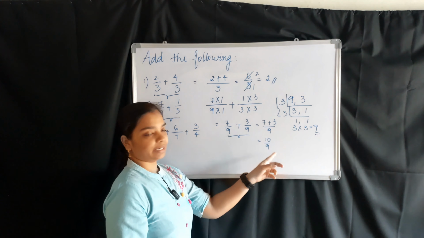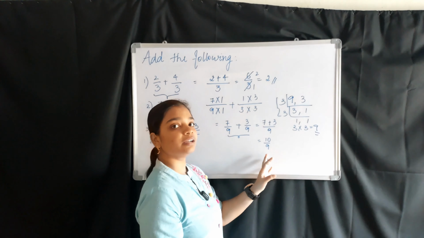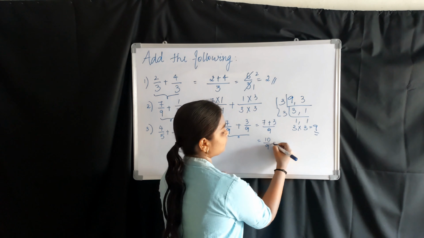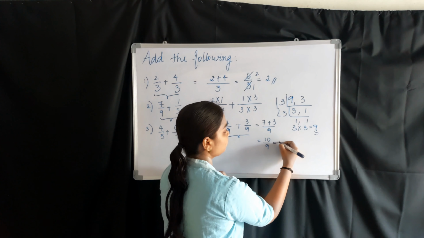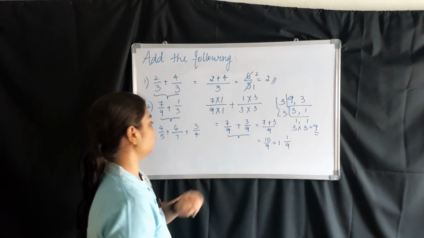Now, 10 by 9, we have the denominator lesser than the numerator. That means this is an improper fraction. So this can be written as a mixed fraction. The value in mixed fraction would be 1 and 1 by 9 for this.